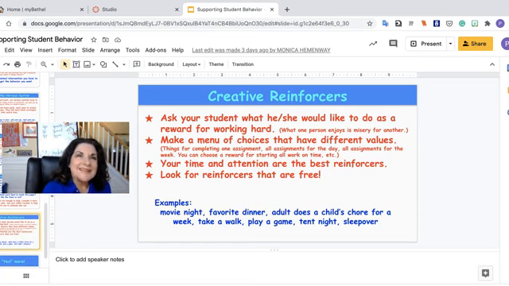One time I had a child who came up with the reinforcer that his dad was going to make his bed every day for a week. He loved that one. So it might be take a walk, play a game, have a sleepover.